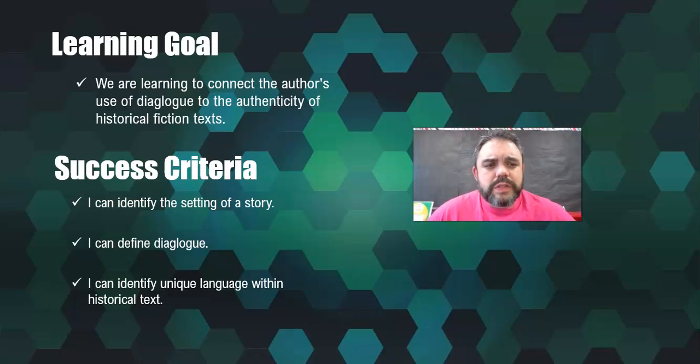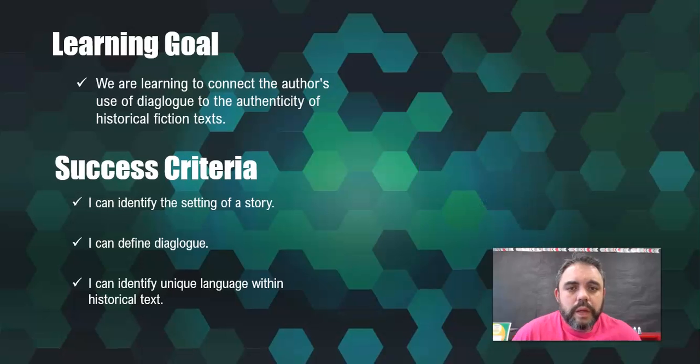Okay, some success criteria that you can use to guide you towards your goal: I can identify the setting of a story, I can define dialogue, pretty important, and I can identify unique language within historical text. I think if you can do those with some regularity, you've met your goal.